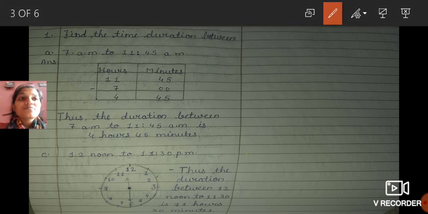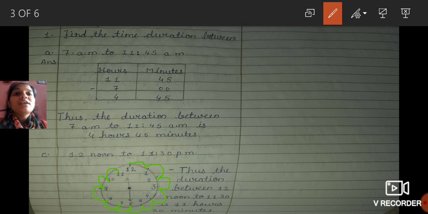Now students, here we can see that starting from this 12 we have to find the duration up to 11:30. Here I would like to show you that when we start from 12, we complete 1 hour, 2 hours, 3 hours, 4, 5, 6, 7, 8, 9, 10 and 11. So from starting 12 afternoon to 11 o'clock at night we complete 11 hours, right?